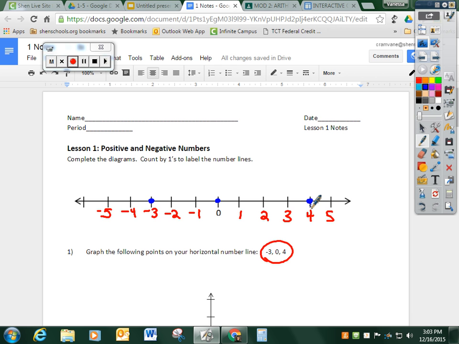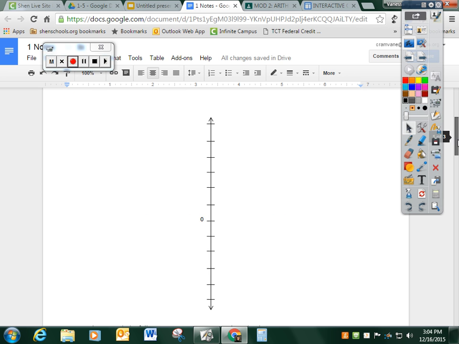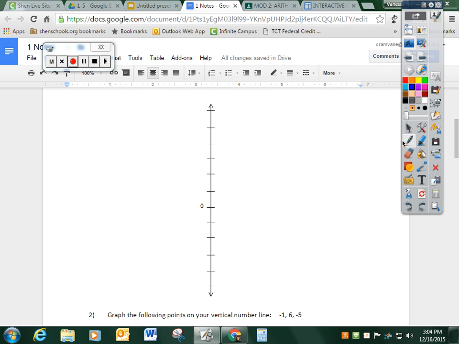Let's go down. Not all number lines are horizontal. You can also have vertical number lines. And it's basically the same thing. You locate your 0, but now you are thinking of going up from 0. So this is up 1 or +1, up 2, up 3, up 4, up 5, and up 6 spaces.